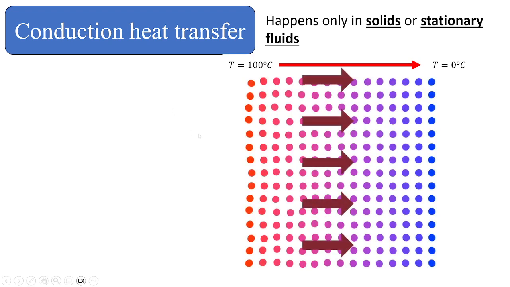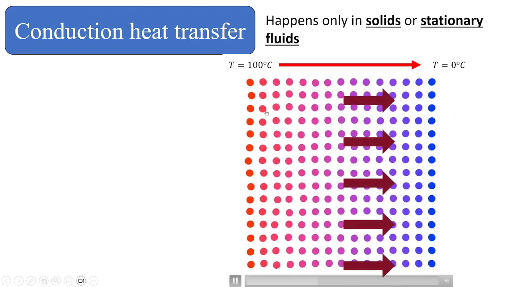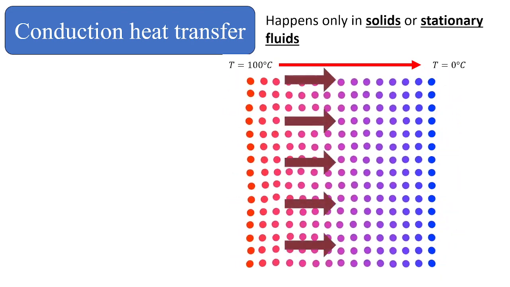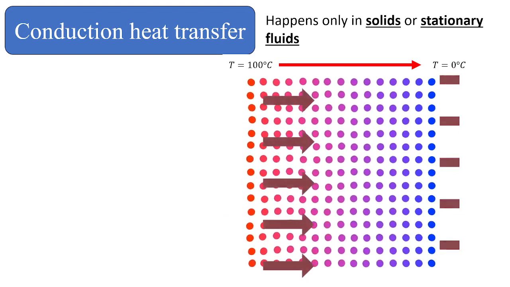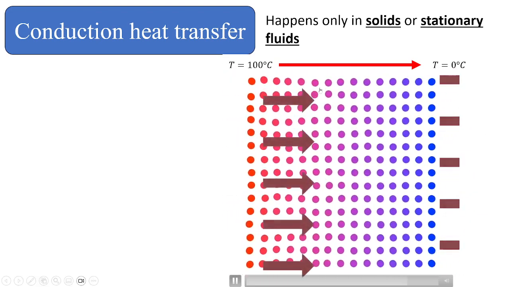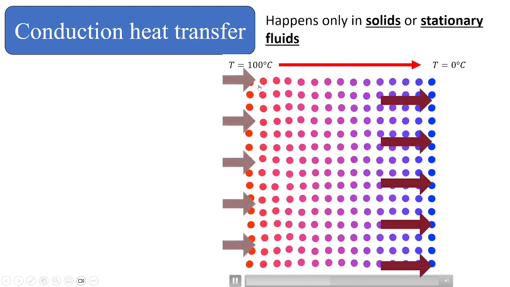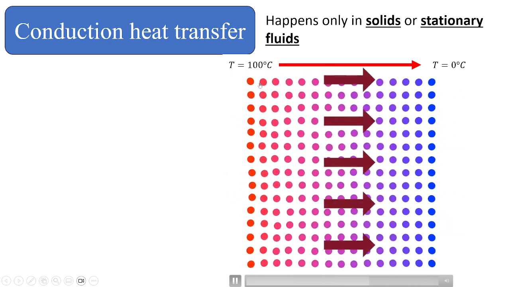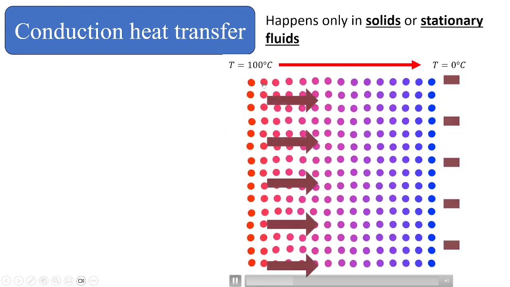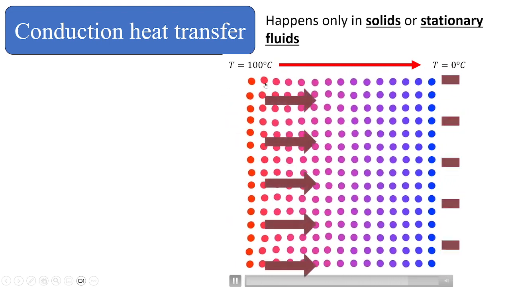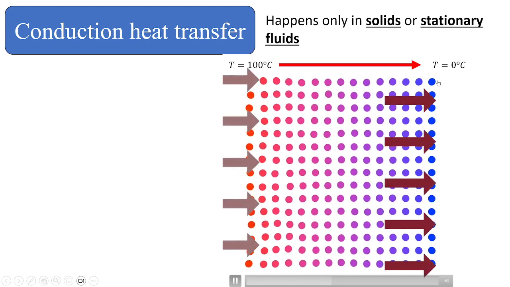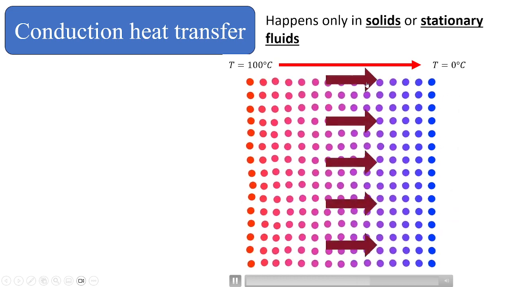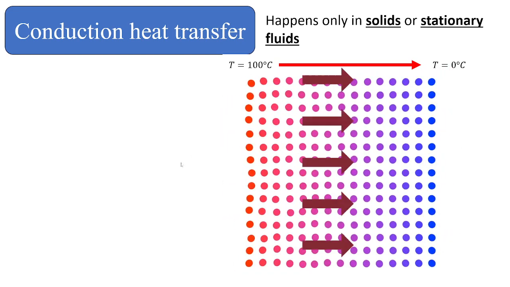This can be clearly seen in this animation. It represents the molecules of solids or stationary fluids that can't move, as we will talk about later. These particles can't move but only vibrate in their place, and when they vibrate they collide with the next layer of molecules. Then they transfer their energy to the lower energy particles and so on, till the 0 degrees Celsius side gets the energy, and this is the heat transfer represented by these arrow lines.